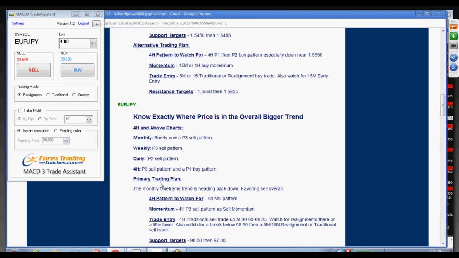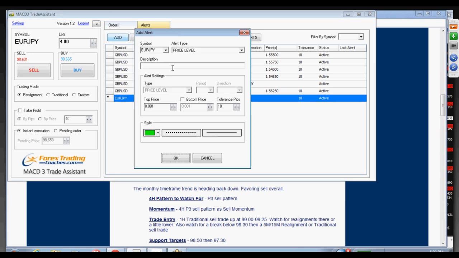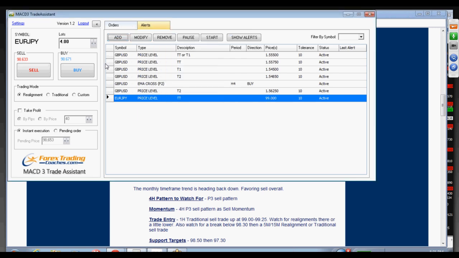So going down again to the primary trading plan. I look at the 4-hour pattern to watch for is the P3 sell pattern. It has some momentum. But what I personally do is I go ahead and do the traditional sell trades again. So we're going to be marking those. I put in TT as traditional trade. I go down here, and the traditional sell trade is up at 99. So I put that in. That's my traditional trade target number 1.